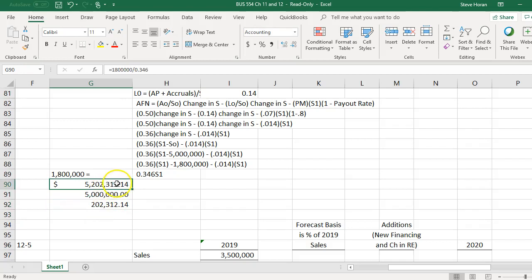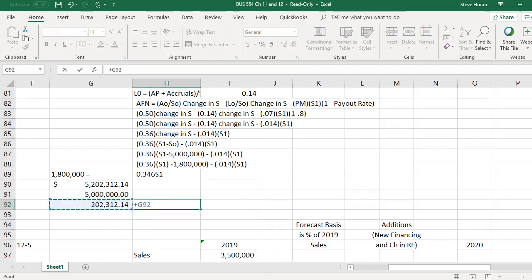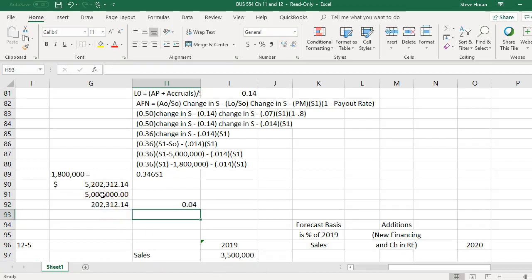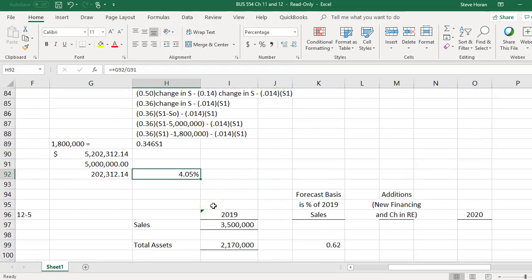So S1 is 5,202,312, S0 is 5 million. So I can grow sales just by a very small amount, 202,312. That percent's pretty low. If I take the 202,312 divided by 5 million, I would get basically 4%. So 4.05%. That's the amount of growth that I can do and not need additional financing. Okay, so that's the whole point of that question.